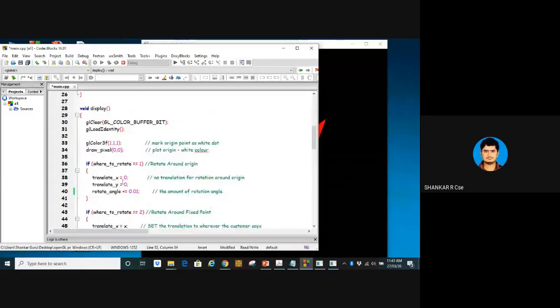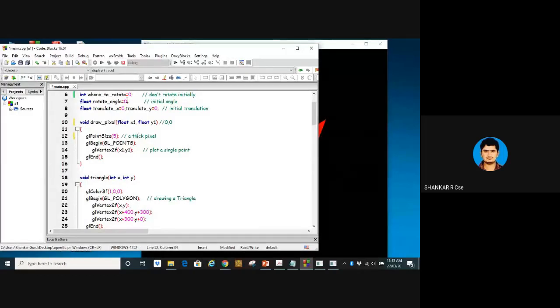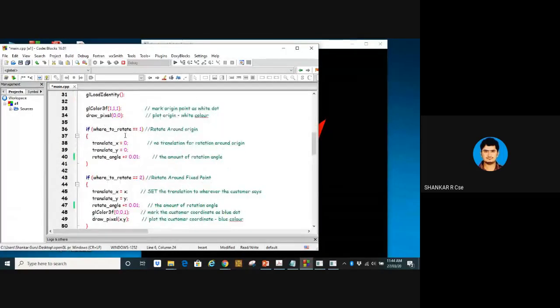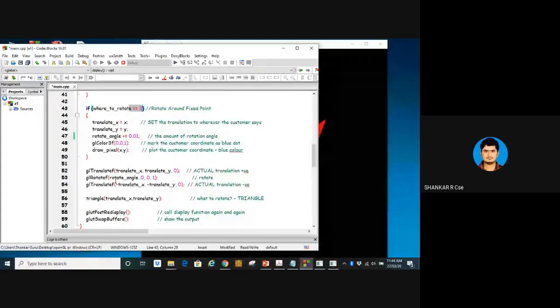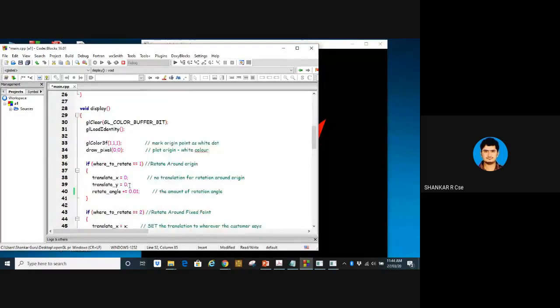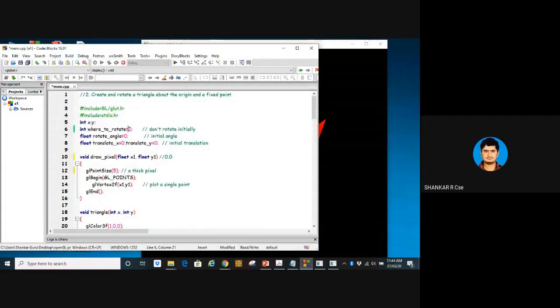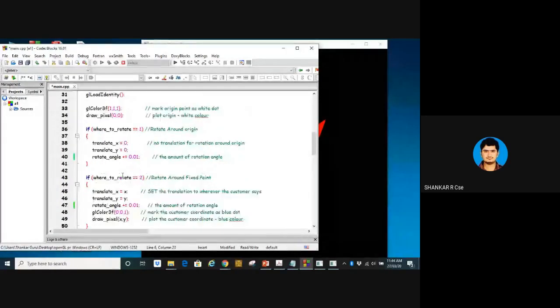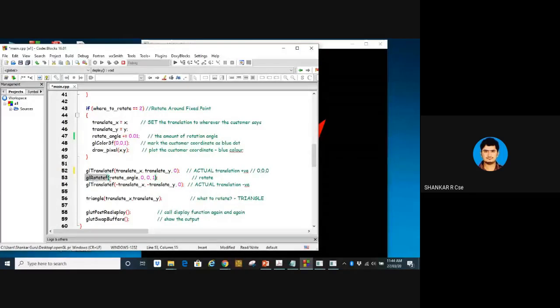In which case my where to rotate is 0. I am saying, is that 1? No. Is that 2? No. Come here. Translate X and translate Y. So both the guys, translate X is 0, translate Y is 0, and Z is anywhere 0. That means I am not performing any translation. So wherever I was, I am staying there. In which case, my where to rotate is 0. Come. Next, rotate it.